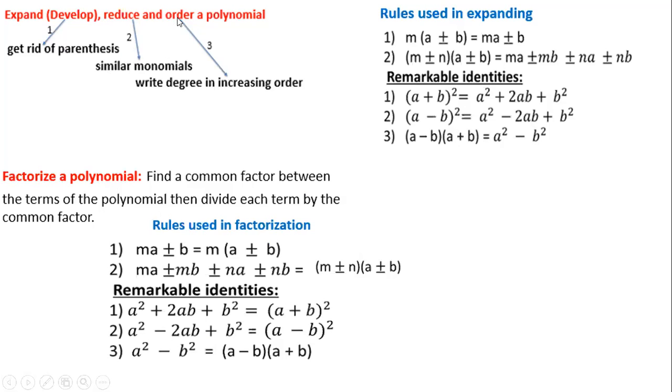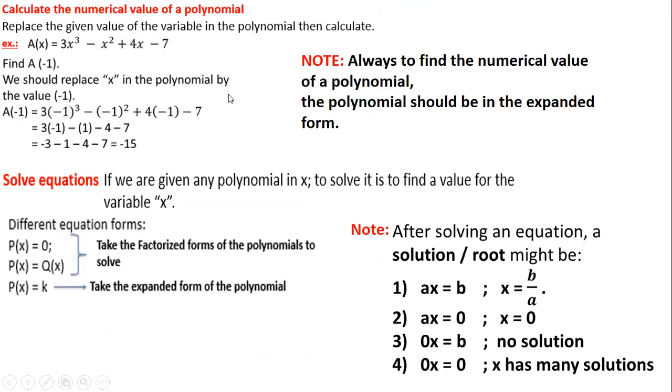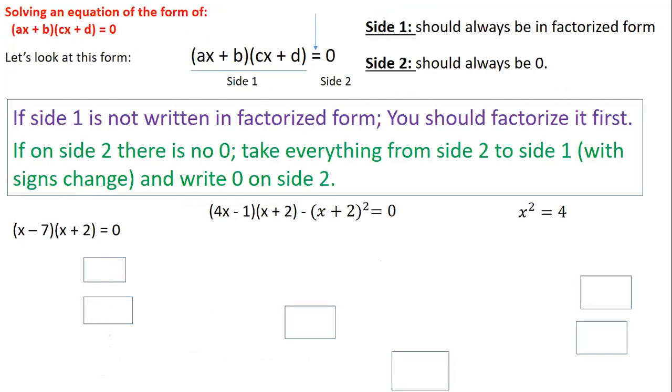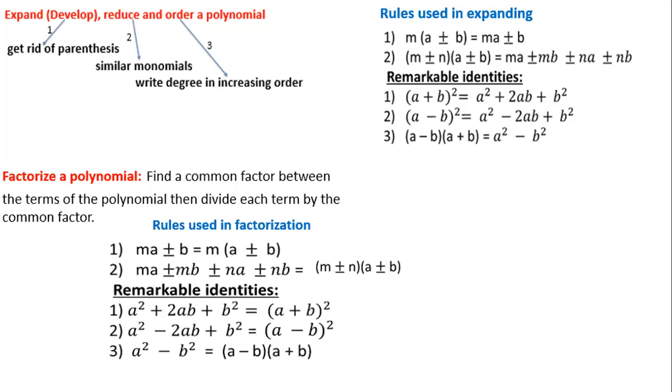After that, to order an algebraic expression or a polynomial, we should write the degree or the power or the exponent of the variable in order from the biggest to the smallest. And these are the rules used in expanding an algebraic expression. So either we have the rules of multiplication or the remarkable identities. Please, we should memorize these rules to apply them directly.